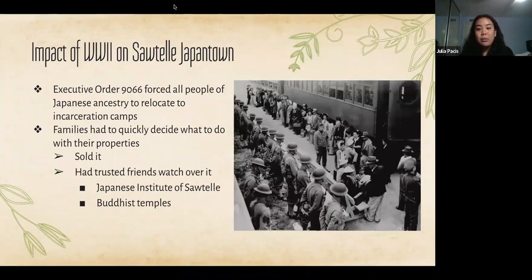So like many other Japanese American communities, Sawtelle, Japantown also felt the effects of World War II. As we've learned in class, Executive Order 9066 forced all people of Japanese ancestry to relocate to incarceration camps away from the coast, and families had to quickly decide what to do with their properties. Some people sold it. They were not given fair prices for it, or others had trusted friends watch over it, which is what the Japanese Institute of Sawtelle did. They had the American Red Cross Association watch over it while they were incarcerated, and other Buddhist temples had overseers watch over these areas.